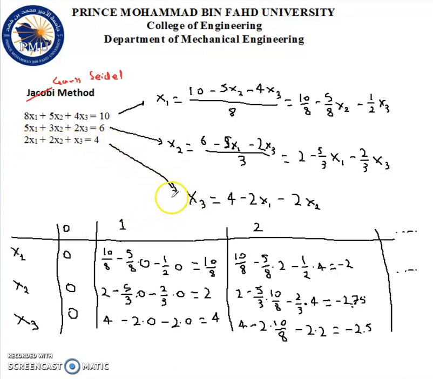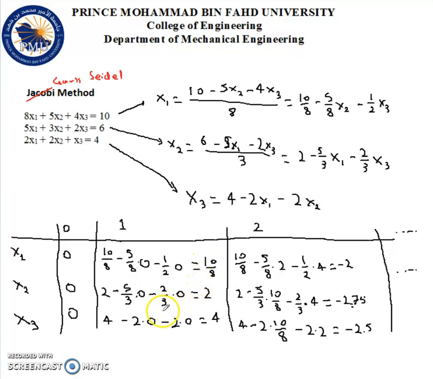And exactly as before, we'll start with our initial guess, or zeroth iteration, and we'll consider x1 to be 0, x2 to be 0, x3 to be 0, and exactly as with the Jacobi method, we'll start calculating our new x1 for the first repetition, from the first equation, 10 over 8 minus 5 over 8 times x2, which is 0, minus 1 over 2 times x3, which is 0, and that gave 10 over 8.